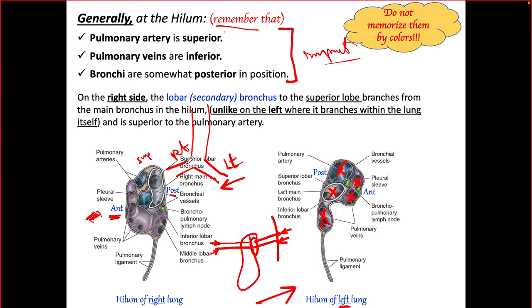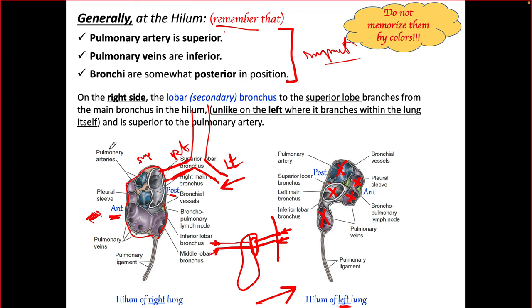So it divided into right main bronchus. And I mentioned that the right main bronchus, which is very important, will not wait until it gets into the lung. Once it reaches the hilum, this is the hilum of the lung, the right main bronchus is in a hurry.